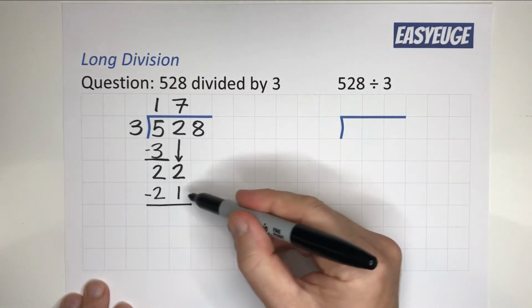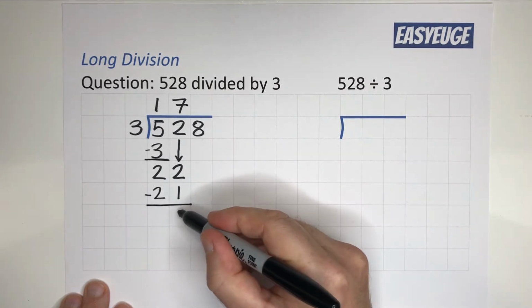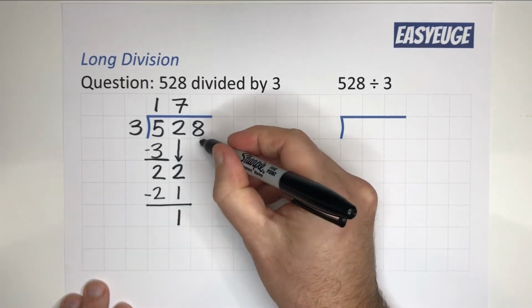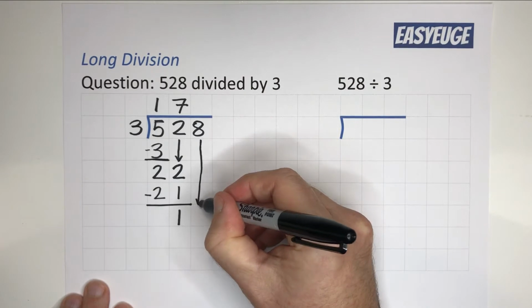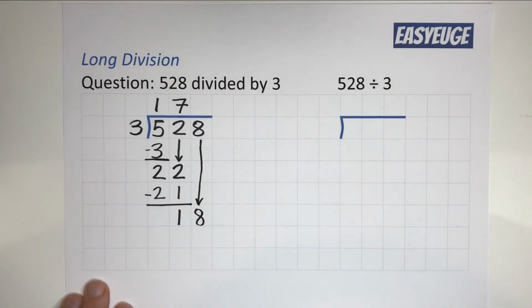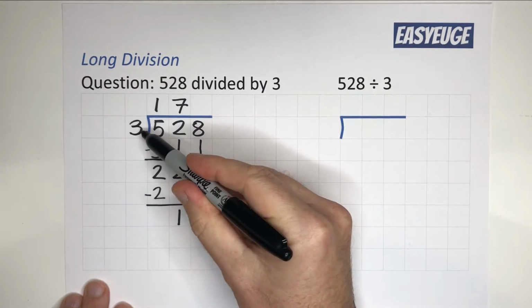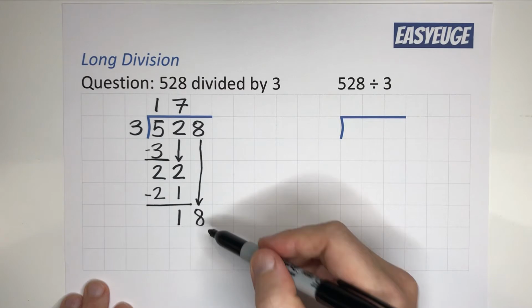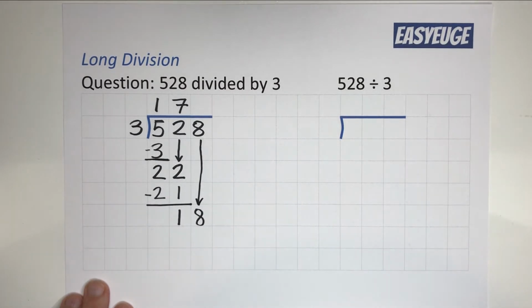22 take away 21 is a single 1. We've a remainder of 1. Now let me take my 8 and we'll drag my 8 all the way down and put it here. How many times will the number 3 go into the number 18? And the answer to this one is a full 6 times.